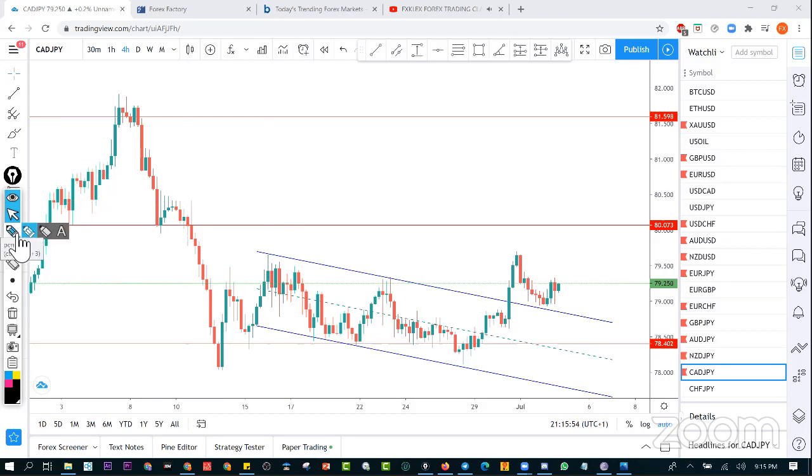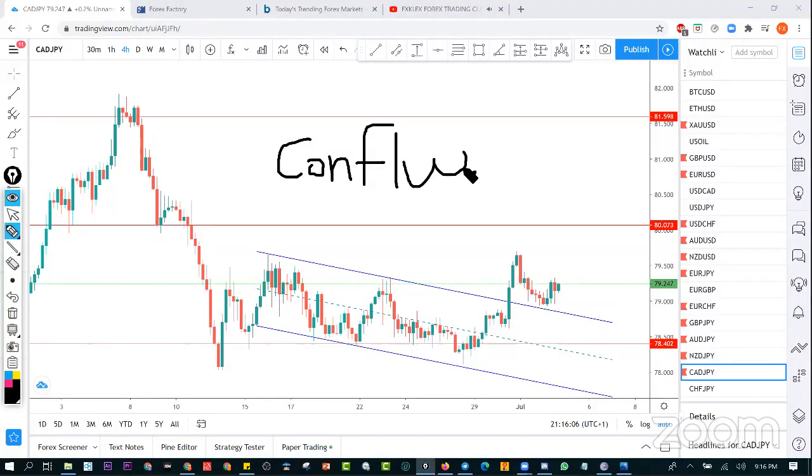So I'm going to discuss confluence factors for those who are new to the terminology. When we say something is confluence, do not mind my writing, it means a number of actions, a number of factors which you can find which support your trading analysis or your trading decision.